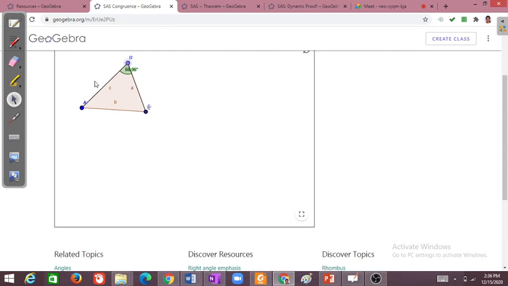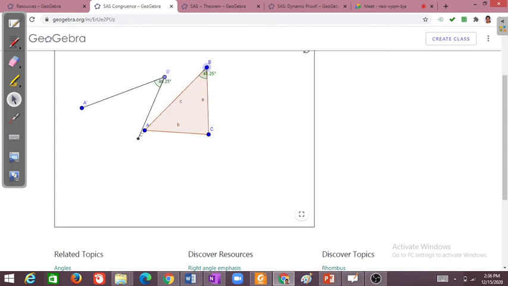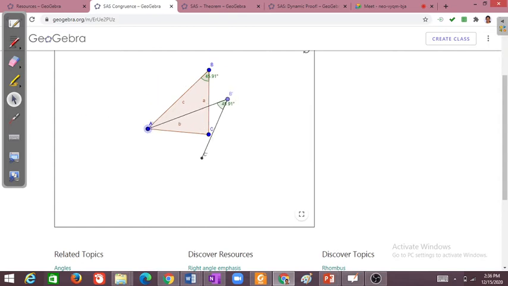Even if I change this angle, let me change this angle to be some 46 degrees. Now let me again place this here. Again, it fits correctly. So why do you think they are fitting correctly? Because the sides and the degrees are in the correct way. The sides and the included angle are equal here, so they are corresponding.